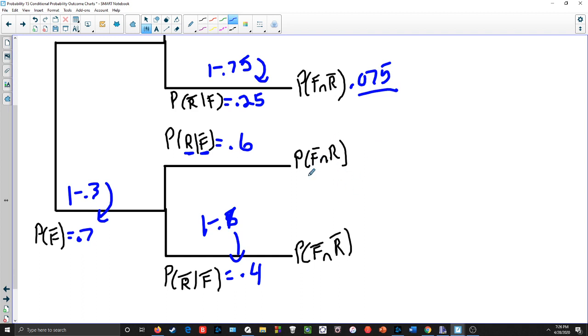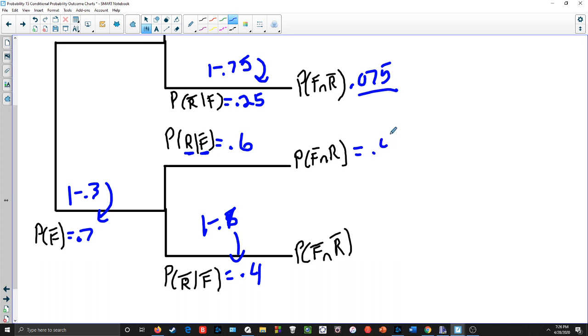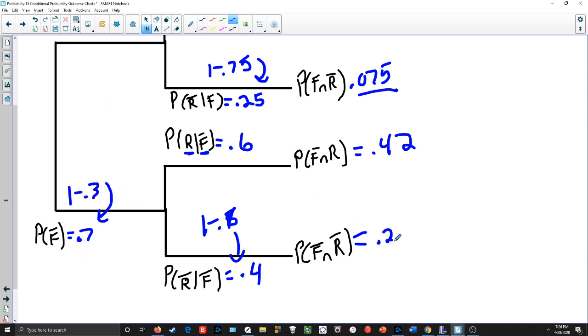And then for the male, again, the same idea. You just multiply the probabilities here. So 0.6, this probability, times 0.7, this probability, gives me 0.42. And then over here, we have 0.7 times 0.4. So again, 0.7 times 0.4 gives me 0.28. So this is the probability that they're a male and saw the war film.